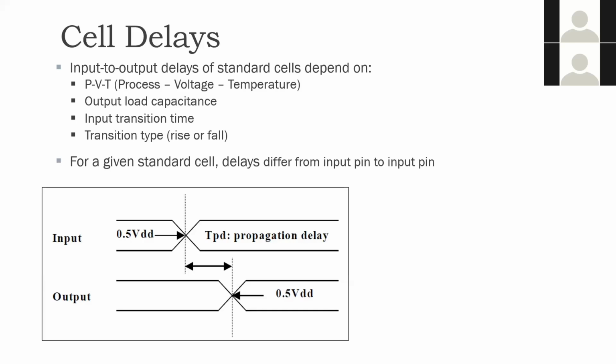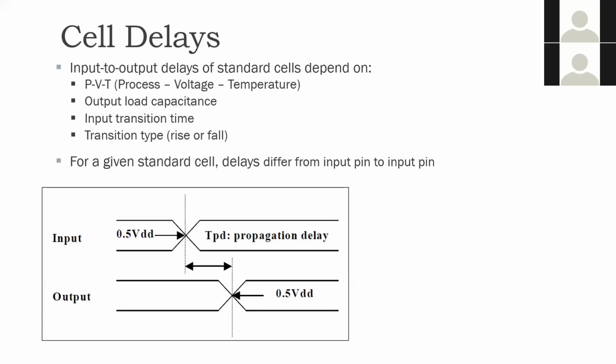Okay. Then this delay also depends on the output load capacitance. So any given gate, whatever capacitance it is driving will determine its delay. The higher the capacitance being driven, the higher will be the delay. Then the delays also depend on the transition time at the inputs. Hopefully that should be pretty obvious.